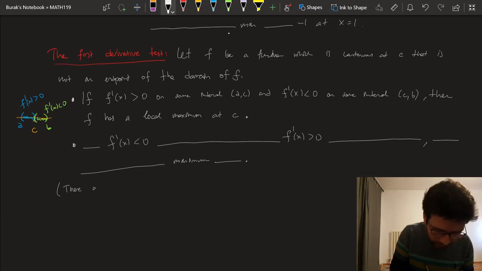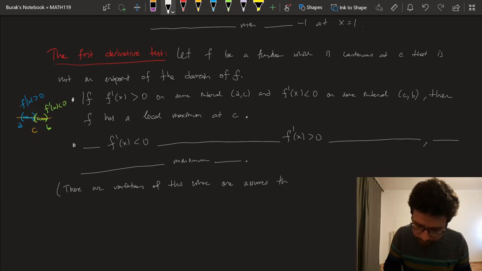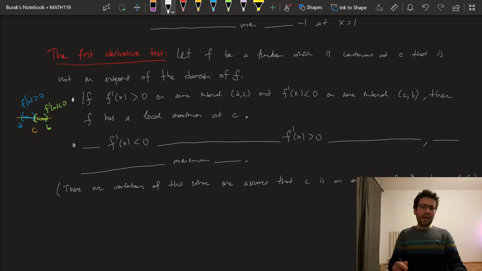There are variations of this where one assumes that C is an endpoint of the domain of f. What do I mean by variations?